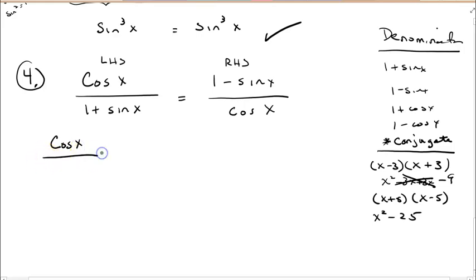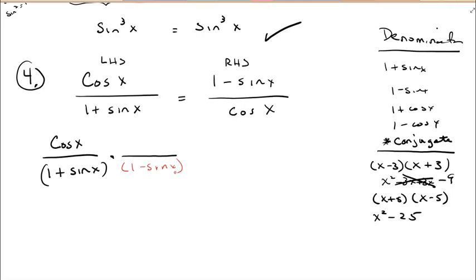You have to multiply the entire fraction. So the conjugate of 1 plus sine x is 1 minus sine x. And you cannot multiply just the denominator by 1 minus sine x because you're changing the value of the left-hand side. But I can, if I multiply the numerator as well. All I really did is multiply by the number 1, and we know that does not change the value. Okay, well, let's work it out and see what happens.